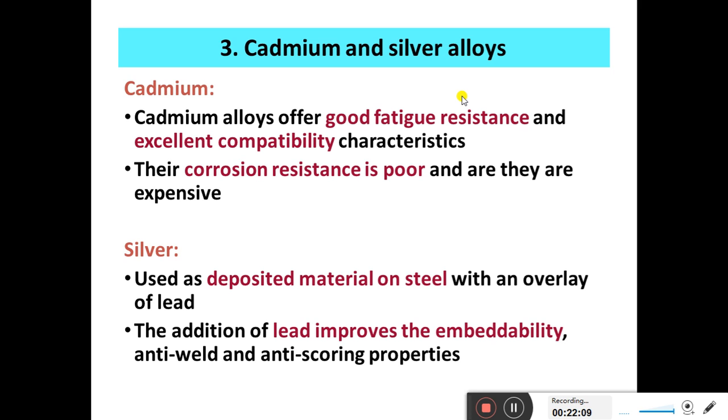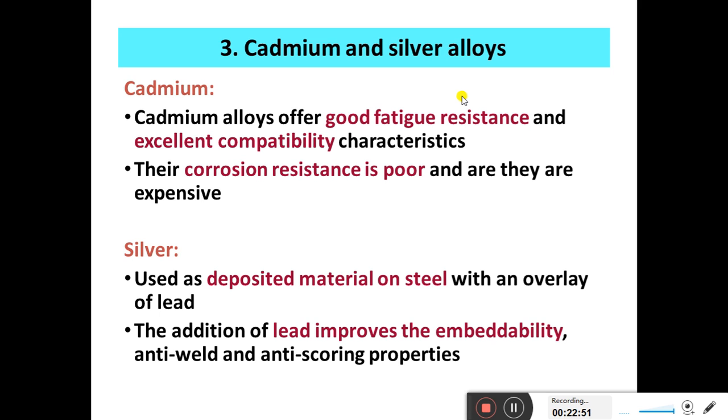Cadmium alloy offers good fatigue resistance and excellent compatibility properties. Good fatigue resistance means it can be exposed to cyclic load. Fatigue means cyclic load, and these types of alloys we can easily use where cyclic load is there. And also excellent compatibility. Okay, it won't seize or weld to the other surface easily. That is the compatibility. And corrosion resistance is poor when compared to the previous one, aluminium alloy. Cadmium alloy has poor corrosion resistance.